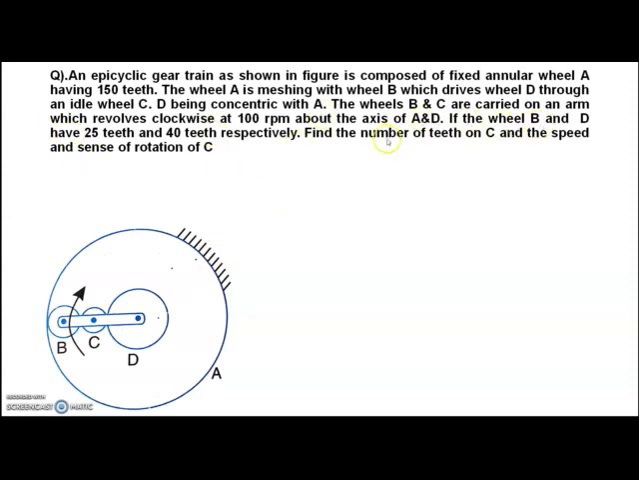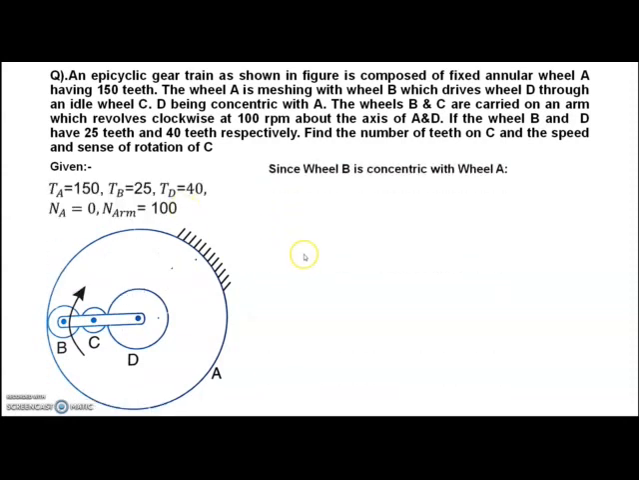If the wheels B and D have 25 teeth, the number of teeth on B and D is given. A already it is given 150. Find the number of teeth on C. To find the number of teeth on C, we will write the distance equation. Now first we will write the given data. This is the data given.